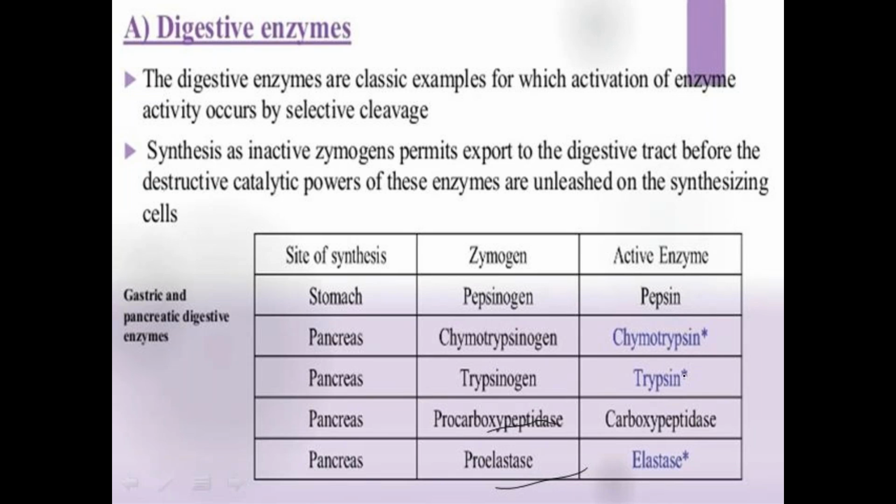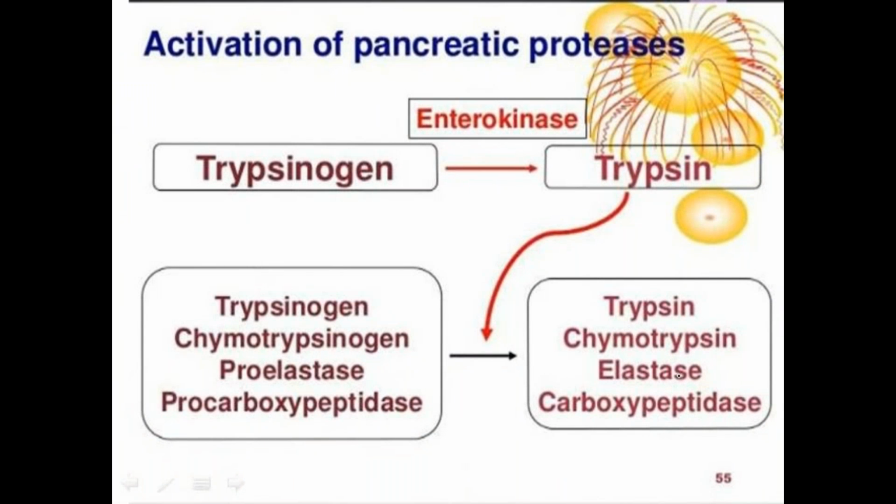How is this process occurring? By the degradation process. And how does this activation occur? That is the activation of pancreatic proteins. Trypsinogen is the inactive zymogen, and it is activated by the enzyme enterokinase, which converts trypsinogen into active trypsin. This active trypsin is again involved in the conversion of inactive chymotrypsinogen, proelastase and procarboxypeptidase to chymotrypsin, elastase and carboxypeptidase.